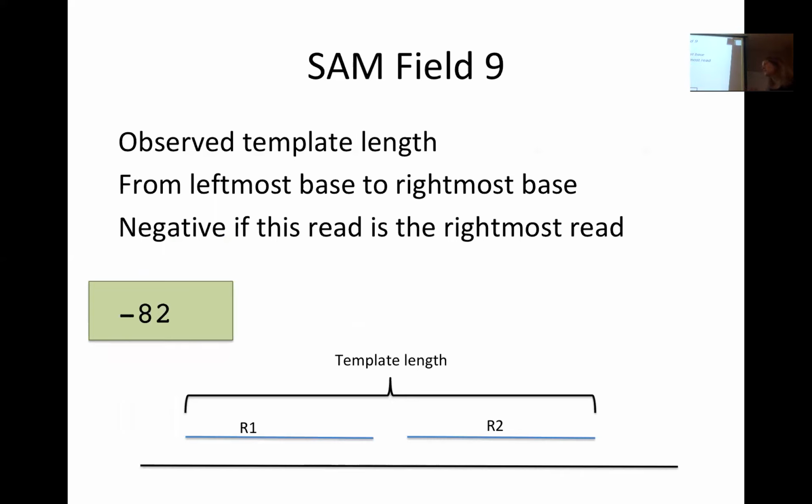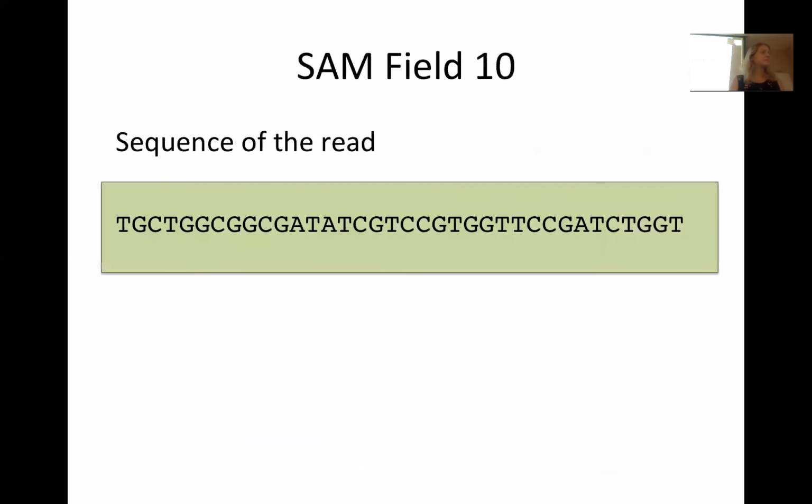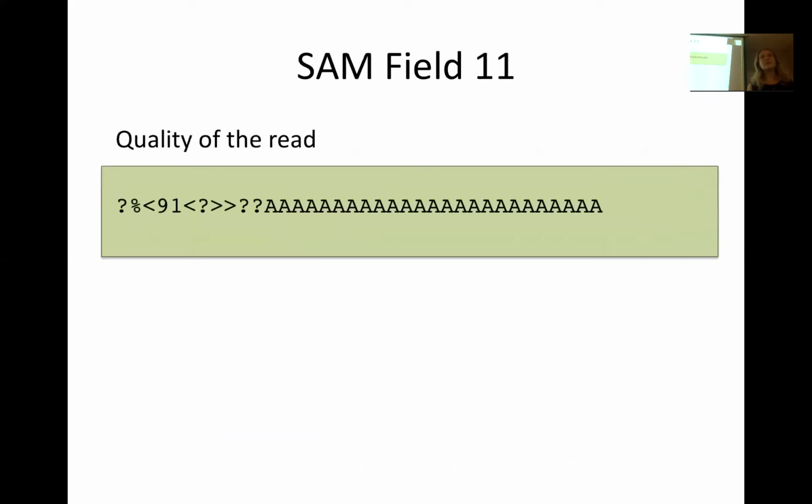Finally, if your reads are paired, it's going to do this. If they're not paired, all of these will just be blank. But it's going to try to give you the template length, so including read 1 and read 2 and the gap in between them. So the whole DNA template that was sequenced from the leftmost base to the rightmost base, and it will make it negative if it's reverse complemented to the reference. Then it has the sequence of the read and the quality of the read. So pretty much everything that was important from the FASTQ file gets restored into the SAM file.